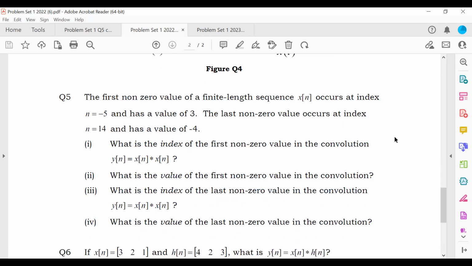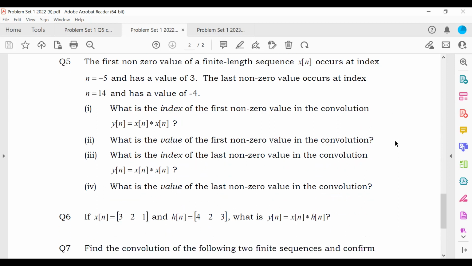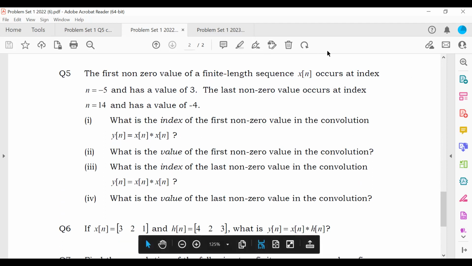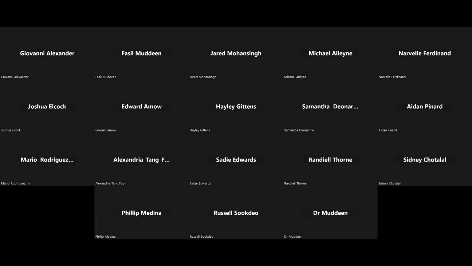Right, question 5. How many people had a crack at question 5? Anybody had a look at question 5? You didn't get to 5. What about other people? But that one is one that requires a little bit of thinking. All right, and let me show you how to approach it. Where's the whiteboard? Right, there we go.